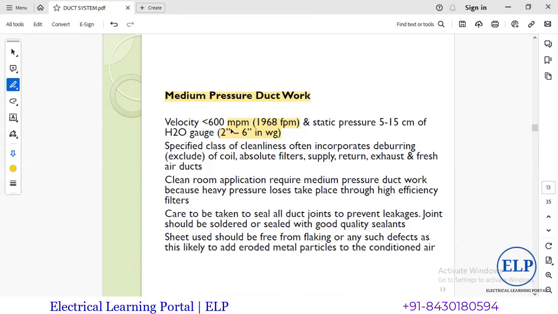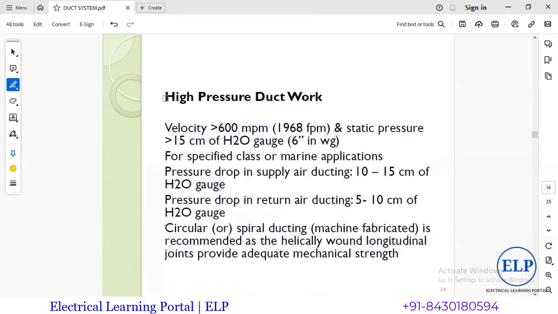So this is the medium pressure. Next comes the high pressure. Basically, where do we provide high pressure? It's very simple. Suppose you are designing for ships or aeroplanes. The aeroplanes travel in the atmosphere, where the atmospheric pressure is very high. So obviously we have to provide high pressure, meaning the velocity should be greater than 2000 FPM.